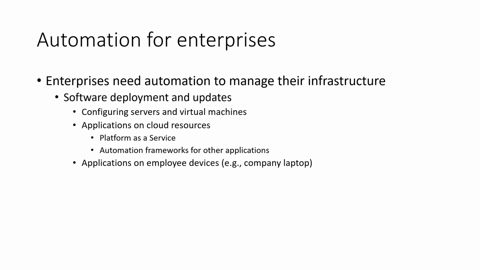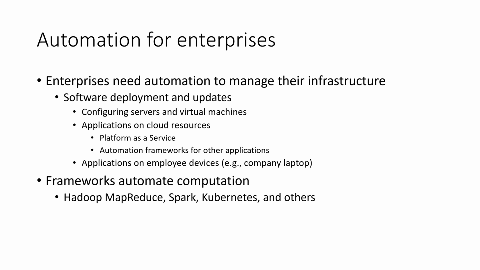The enterprise also needs automation to manage devices that it provides to employees. For example, if an enterprise gives employees a company laptop or a company phone, these devices need to be managed. Because there are many of them, the enterprise needs automation to update, install, and maintain these devices. Another form of automation that enterprises can take advantage of are computing frameworks like MapReduce, Spark, and Kubernetes.